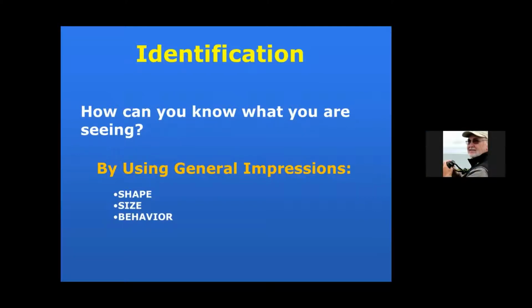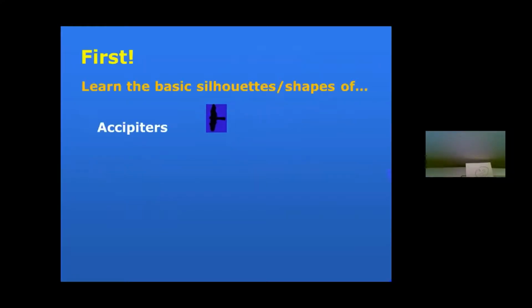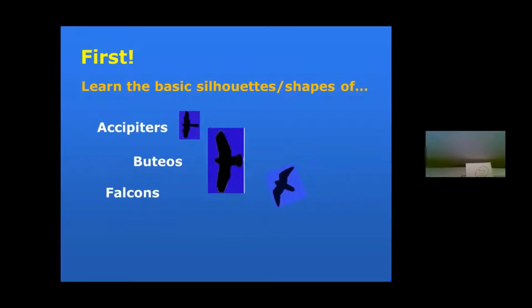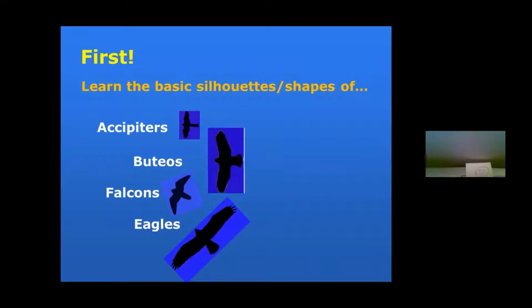Putting all these aggregate characteristics together is how you get to an identification. So first, excuse me if you don't like the builds, I apologize. These are showing basically silhouettes of the different major groups of raptors: the accipiters, the buteos, the falcons, and the eagle. And I'll talk about the ones we see the most in the Northeast, in our section of the country.